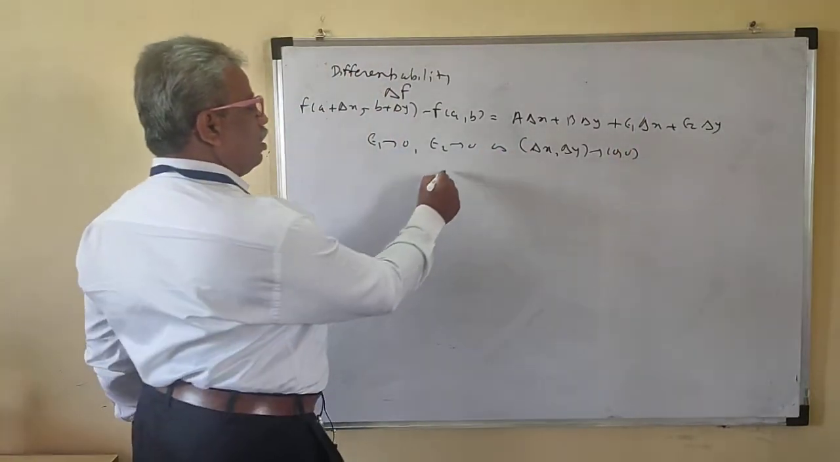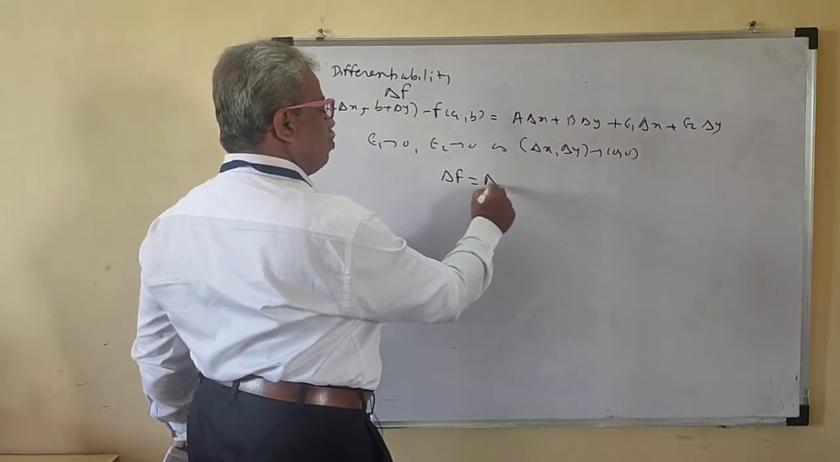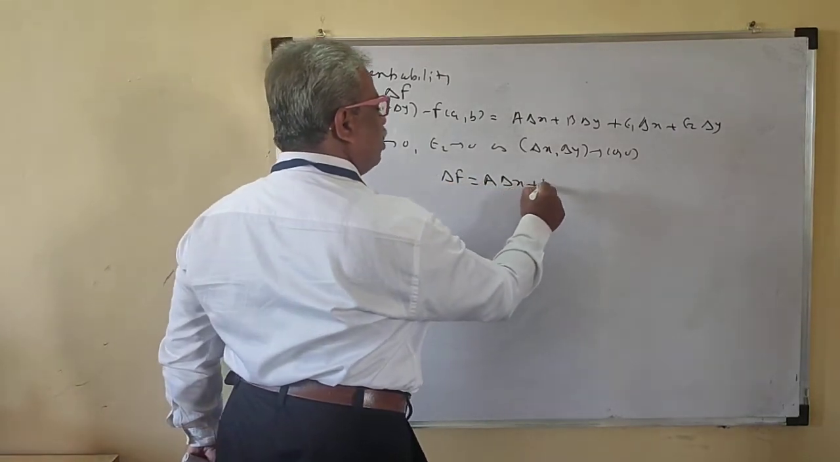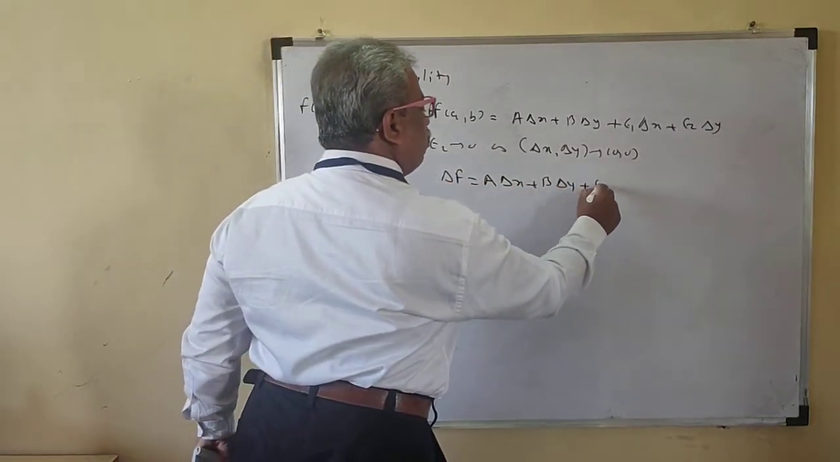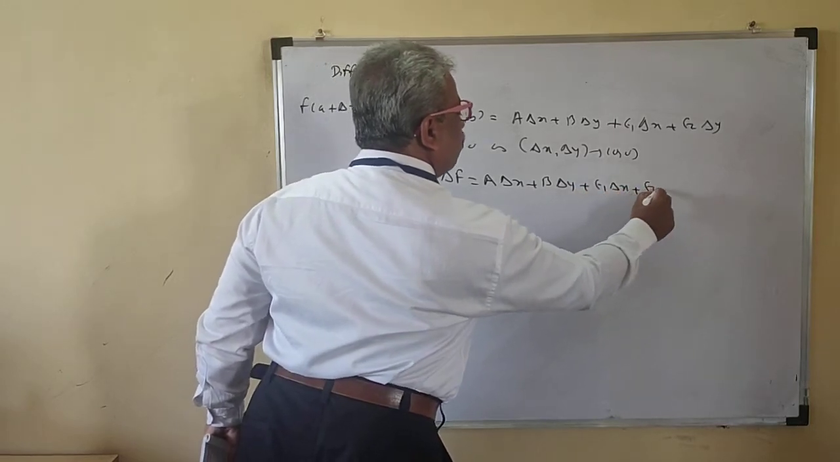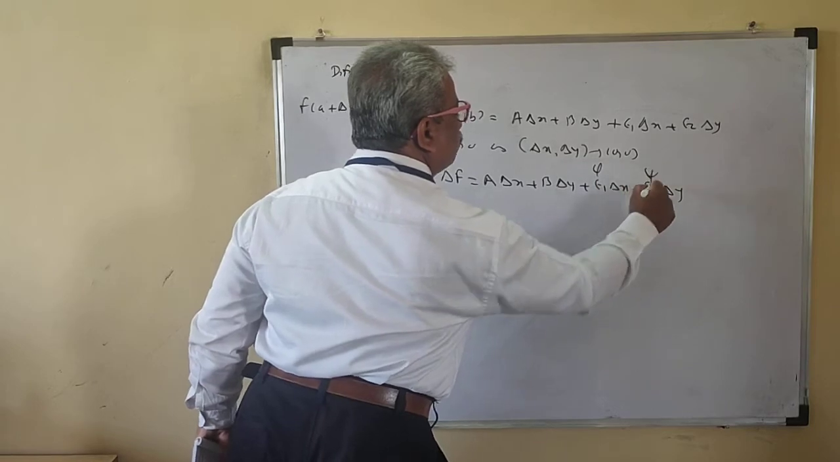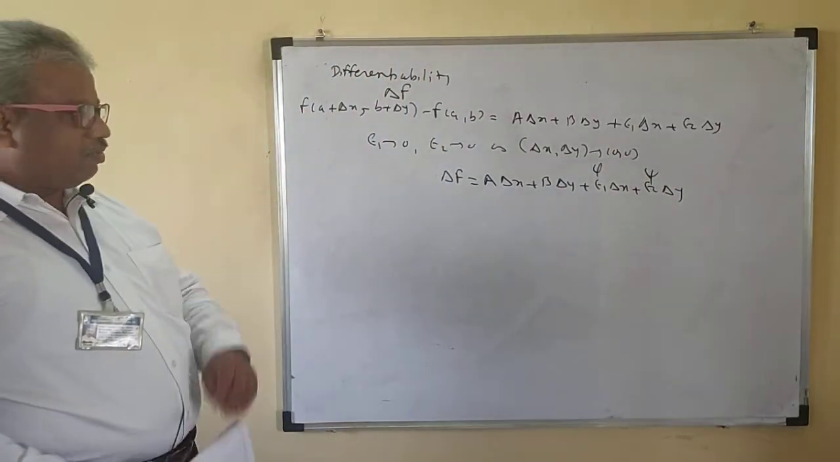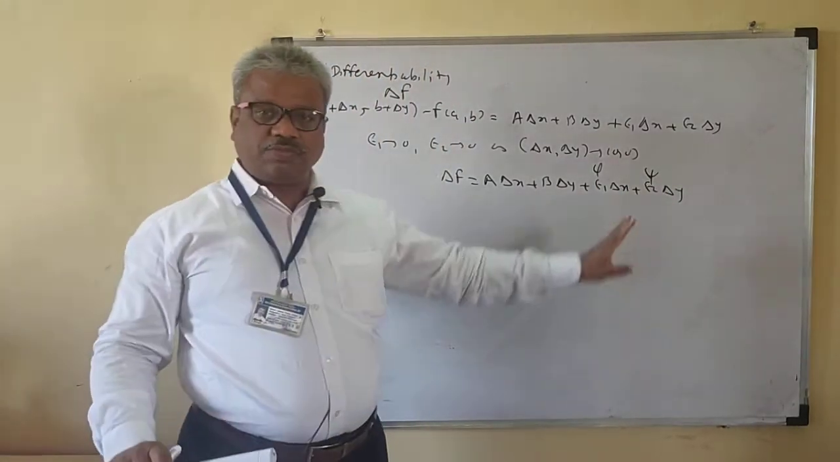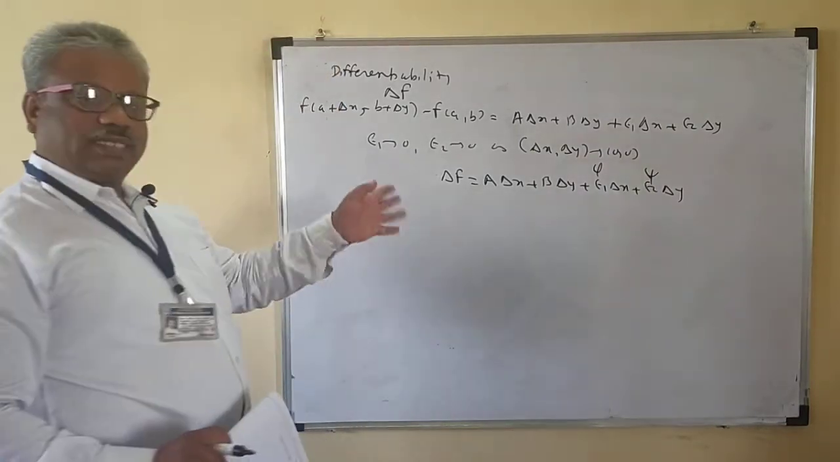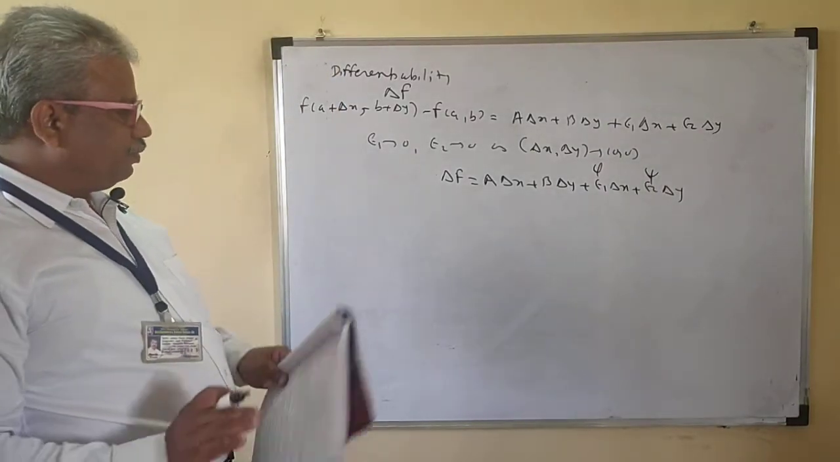So that also we can write as delta f equal to a delta x plus b delta y plus epsilon delta x plus epsilon delta y. You can write phi and psi here also: some phi, a function of delta x and delta y, and psi, a function of delta x and delta y. Phi and psi, any notation you can apply here.